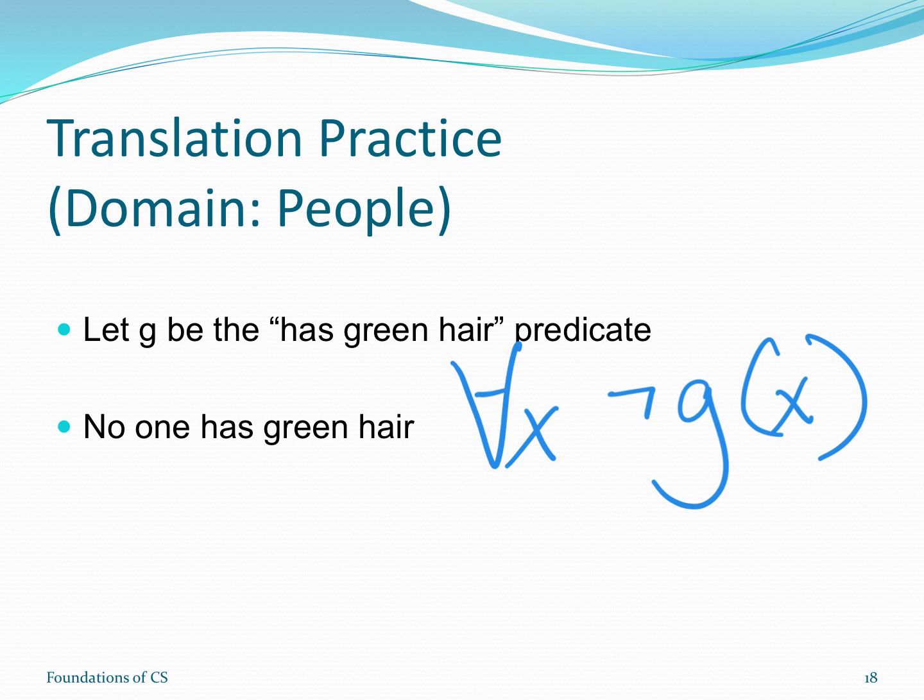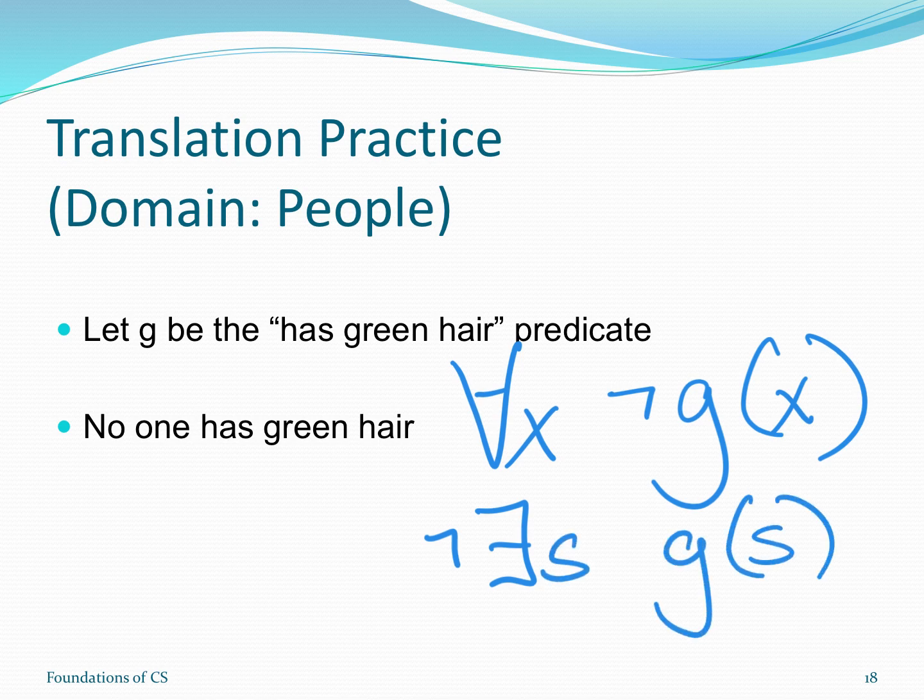Another way to think about it is there doesn't exist anything in my domain that has green hair. So in that case, I would say there doesn't exist even one, oh, maybe I'll use a different letter here, S, such that green of S, right? I could have used X there, I could have used Z there, I could have used Y there, whatever, but I just decided to use S to be different, right?